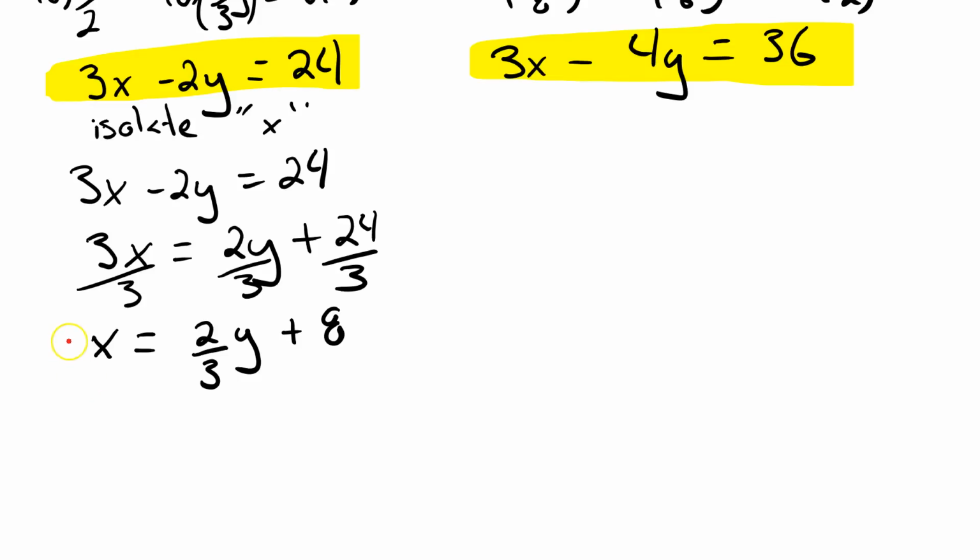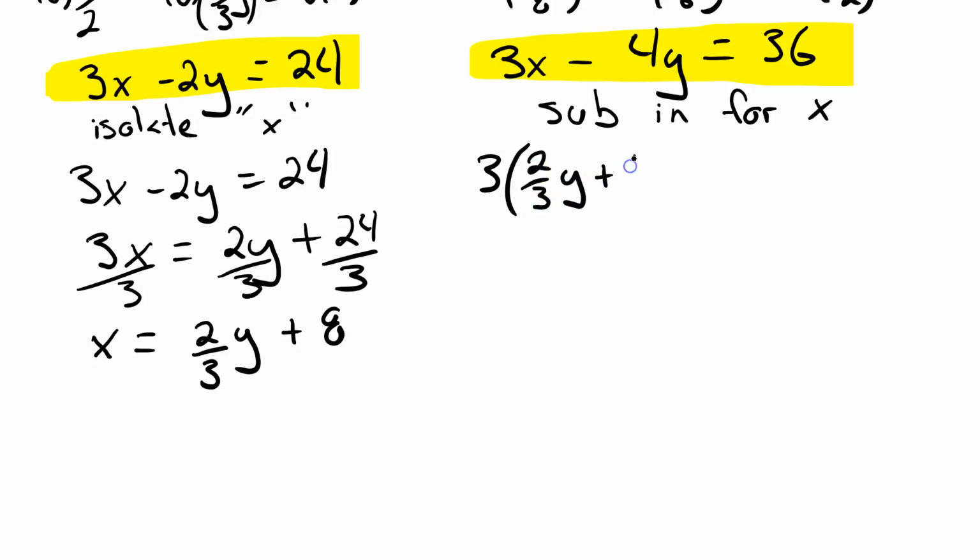So I've now isolated the x. I now choose my second equation, and I'm going to sub in for x. So whenever I see an x, I'm going to have to write this entire equation, 2/3 y plus 8. So I've got 3 times my x, and now I write down 2/3 y plus 8 minus 4y equals 36.